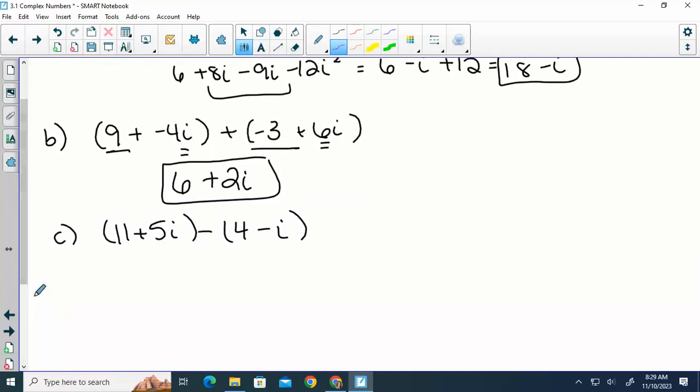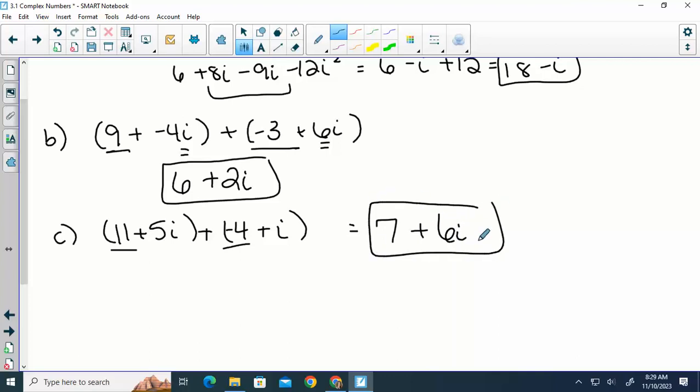C, it never fails. I always put something like this on the test, and I have a large group of people that miss it because they distribute the negative and then drop this sign in the middle and start FOILing. But after you take the negative through, you're just adding like terms. So 11 plus negative 4 is 7 plus 6i. So if you got really big numbers there, you FOILed instead.